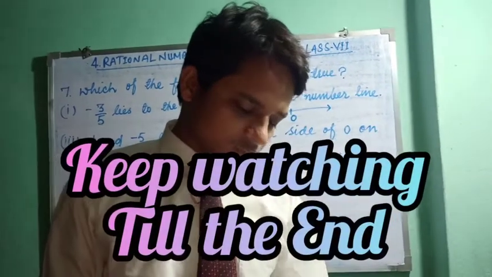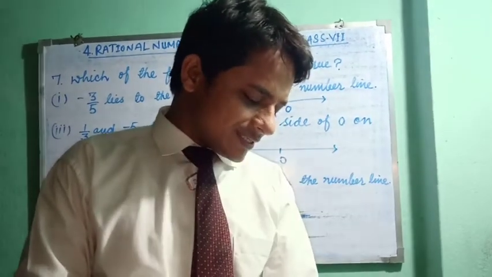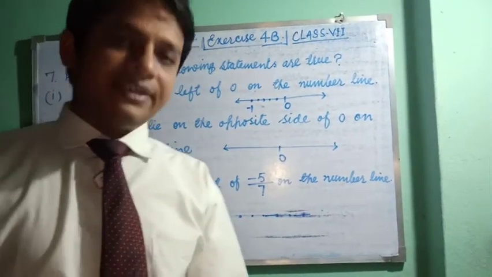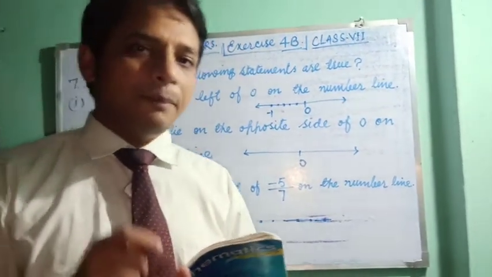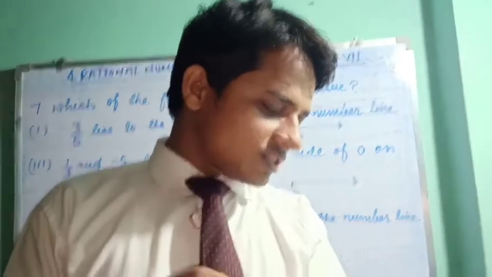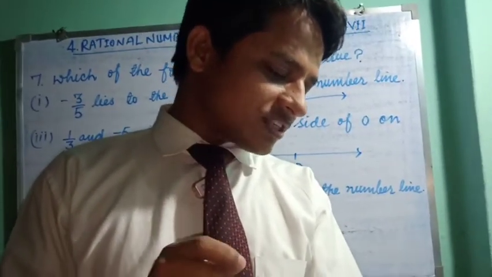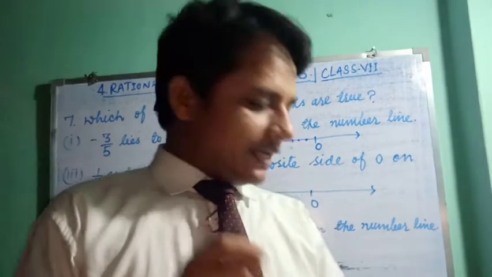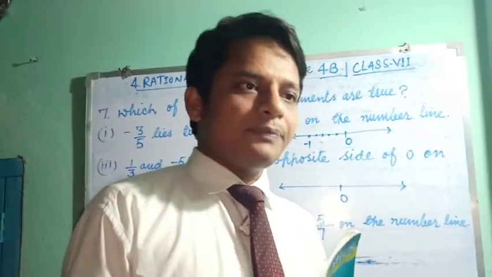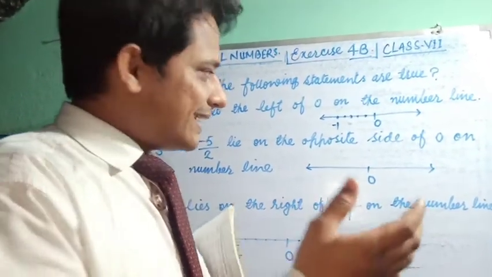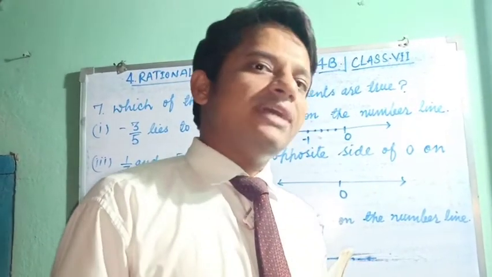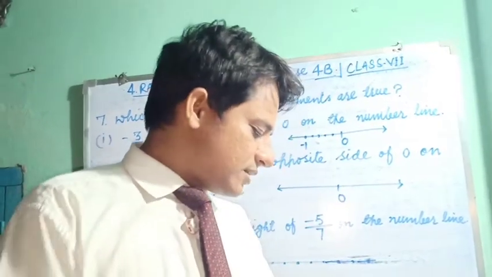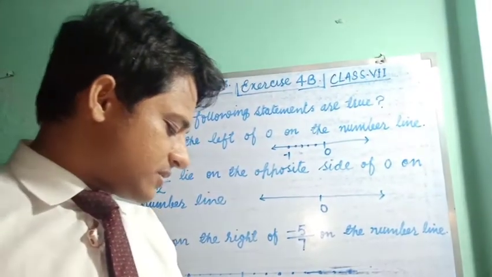Here the first question is number 6, which says arrange the following rational numbers in descending order. We have already solved question number 5 in the previous video, where the question was to arrange the following rational numbers in ascending order. In question number 6 we have to arrange the rational numbers in descending order. That means we have to bring the greater rational number first, then the smaller, and the smallest rational number last. I hope you will solve question number 6 very easily.